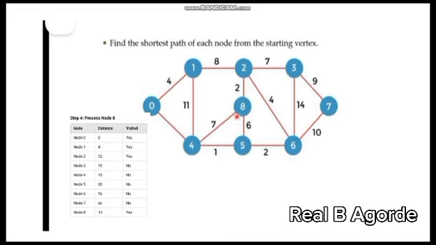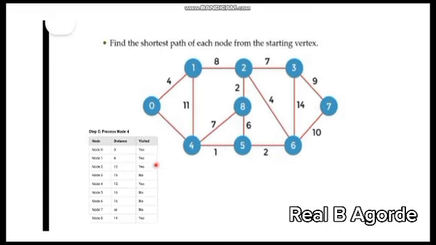Next, we process node 8, which has the shortest distance of 14. From node 8, we can reach node 5 with a weight of 6, updating the distance to node 5 as 20. However, the distance to node 4 is already smaller than what we would get from node 8, so we leave it as 15.